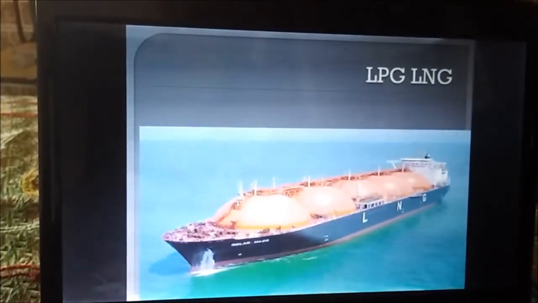Next, we have LPG and LNG. LPG is liquid petroleum gas, and LNG is liquefied natural gas. They are carried in a different type of ship which maintains the required temperature and pressure to carry them in a proper way. They are carried in liquid form, because in gaseous form they take a lot more volume and also a lot more pressure. So to decrease that, they transport it in liquid form, and that is LPG and LNG ships.